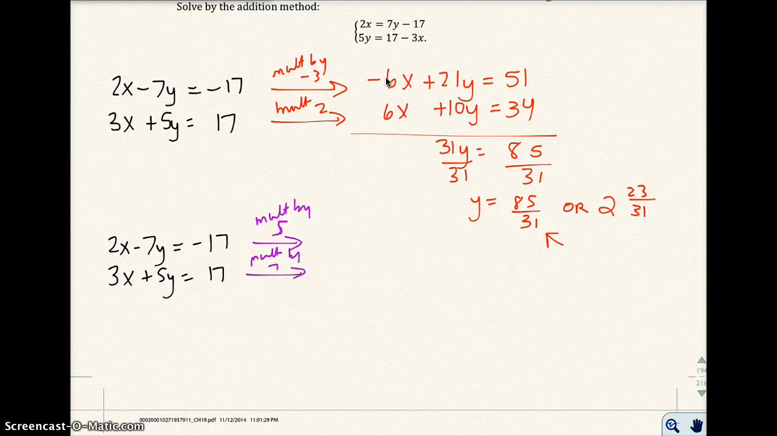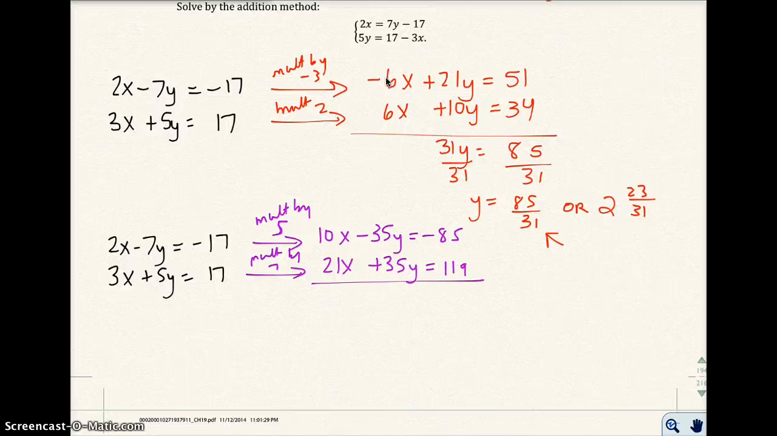That would give me 10x minus 35y equals -17 times 5, which is -85. Down here I would get 21x plus 35y equals 17 times 7, which is 119. And now when I add these together, the y's will eliminate. So I get 31x equals negative 85 plus 119, which is 34.